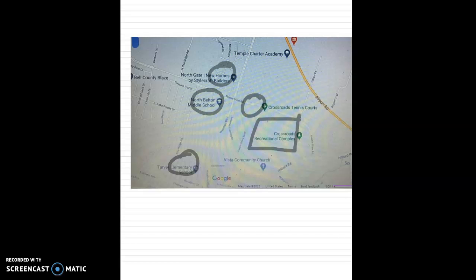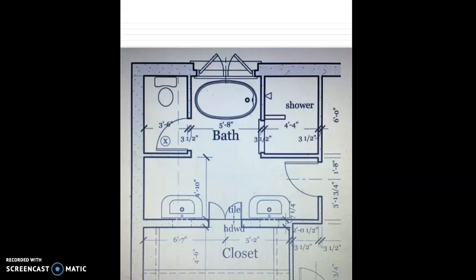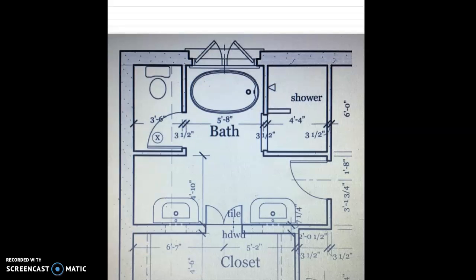Something else that is very, very popular right now, especially around North Belton Middle School, is something like this. This is a drawing that an architect would have drawn on a piece of paper for a construction company to use to build a home. This is a bathroom and a closet. You can see it doesn't tell you the scale factor on here, but most of the drawings that I've seen, or blueprints, which is just a scale drawing, use 1/4 of an inch equals a foot.